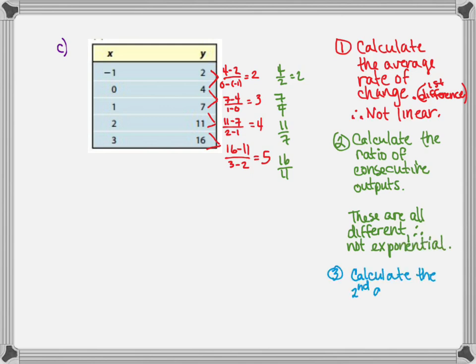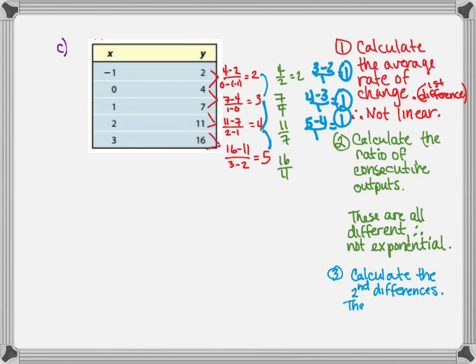Okay, let's calculate the second differences. So going back to our first differences, which were 2, 3, 4, and 5. So going from 2 to 3, we have 3 minus 2 over 1, which is 1. And then we have 4 minus 3 over 1, which is 1. And then 5 minus 4 over 1, which is 1. So our second differences are all the same, and they're all 1s. And these are constants, so this is quadratic.